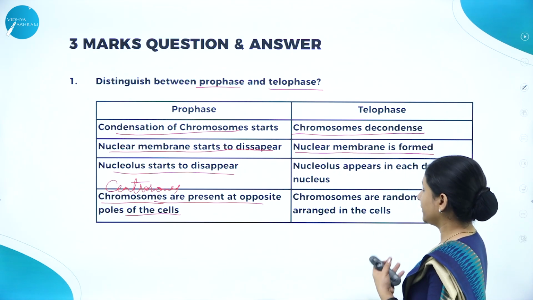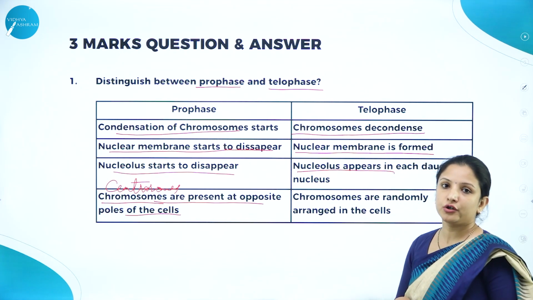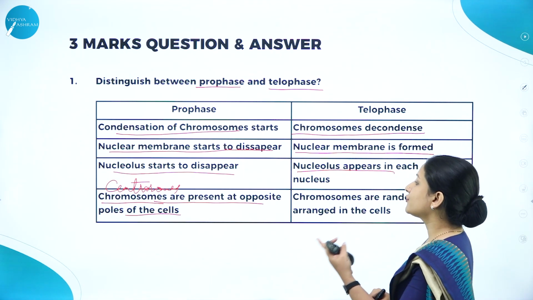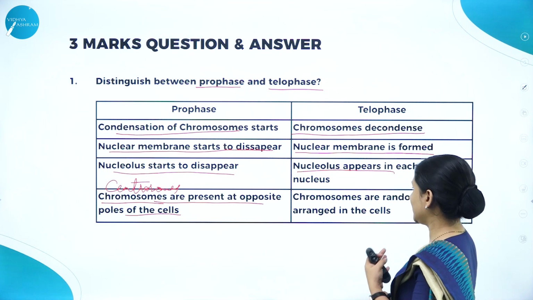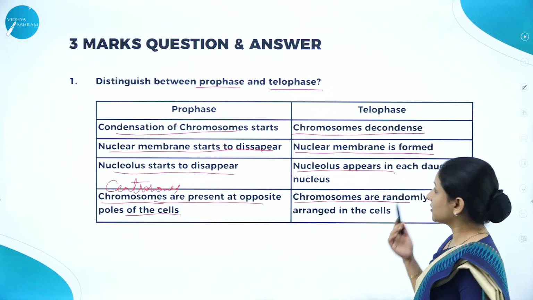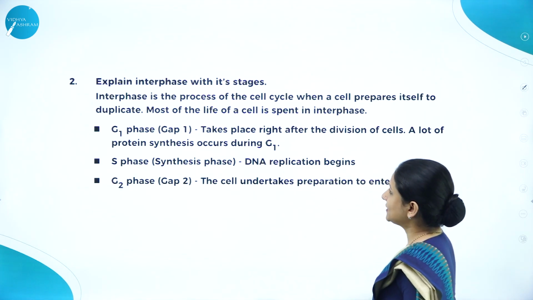The nucleolus starts to disappear in the case of prophase. In telophase, the nucleolus appears, that is, the daughter nuclear membrane and the nucleolus also start to appear. In prophase, the centrosomes are present at opposite poles of the cell, while in telophase the chromosomes are randomly arranged in the cells. So next question: explain interphase with its stages.